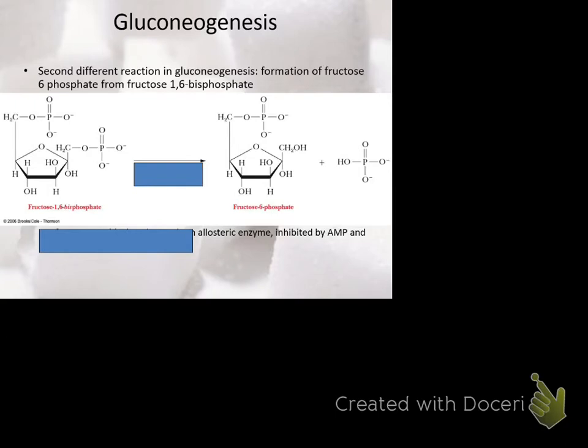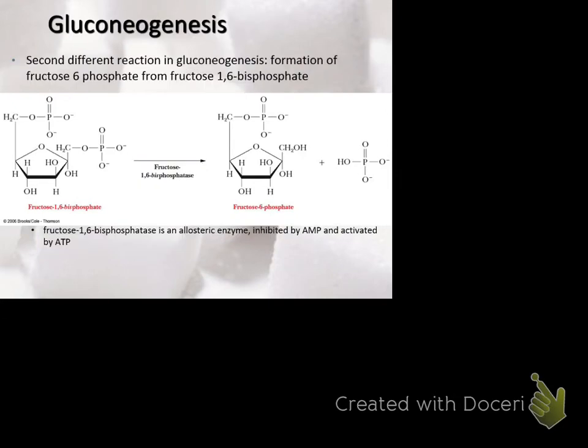What is it phosphatasing? Which my old boss would just cringe at that. She hated when people take a noun and make it into a verb. But what are you phosphatasing? The fructose 1,6-bisphosphate, right? So this enzyme is fructose 1,6-bisphosphatase. It tells you it's a phosphatase. It acts on fructose 1,6-bisphosphate. Okay. Now I want you to be able to use that it's allosterically controlled. It's a checkpoint for gluconeogenesis.